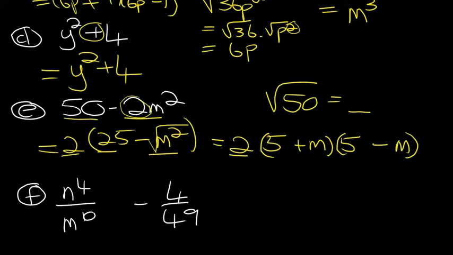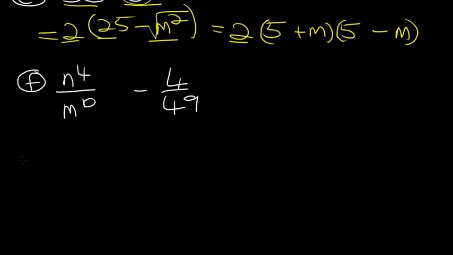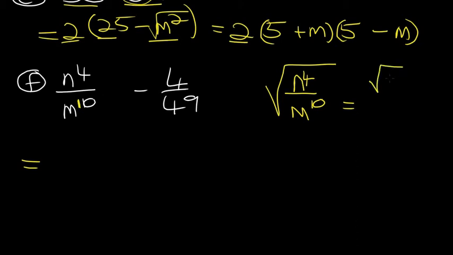So now for our last example, you see here you have a fraction, which can cause maybe some confusion. Actually, this is m to the power of 10 here. So this can cause a bit of confusion, but remember again, what we are dealing with is that you need to work out the square root of n to the power 4 over m to the power of 10. In this case, when you have a fraction, you can split the square root.